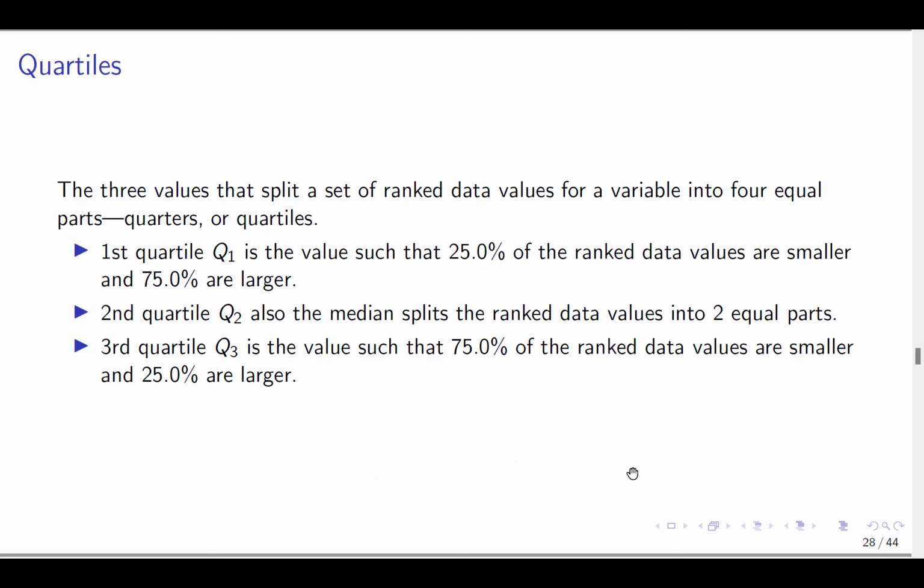Now Q1 is a value such that 25% of the ranked data values are smaller, and then 75% are larger. Q2, also known as the median, simply splits our ranked data values into 2 equal parts. And then Q3 is the value such that 75% of the ranked data values are smaller and 25% are larger.